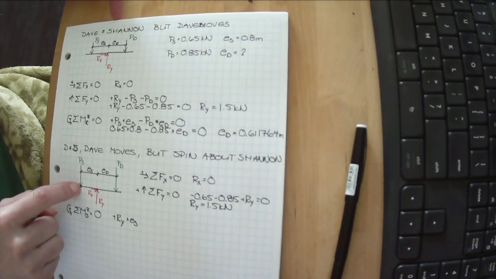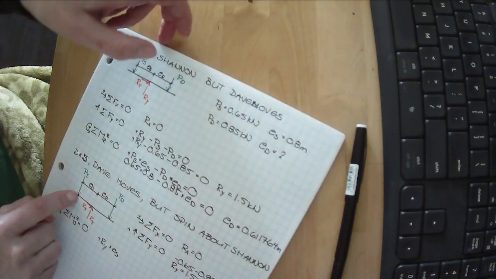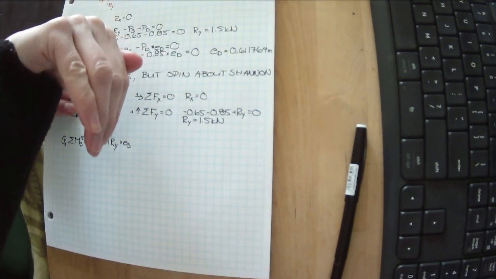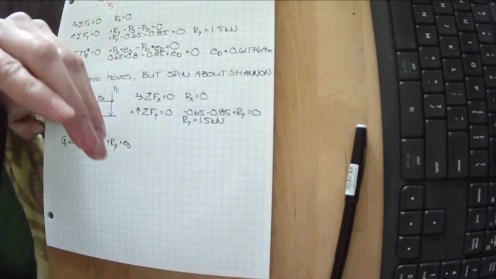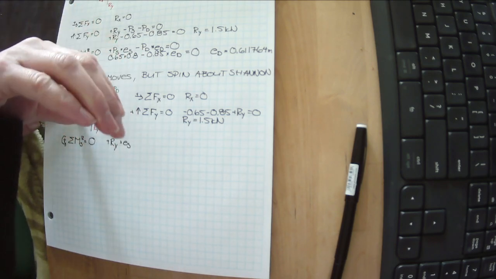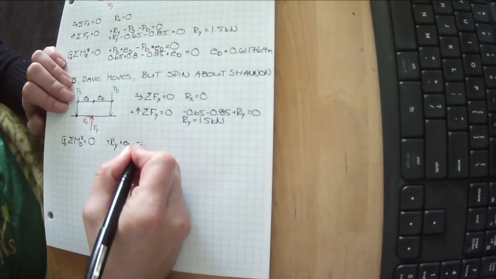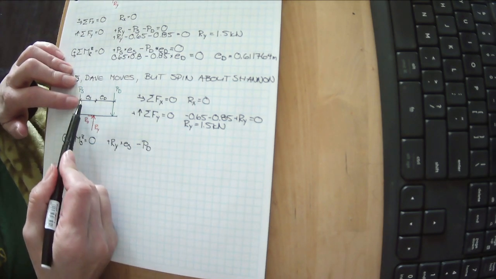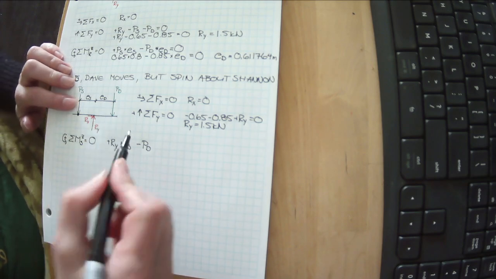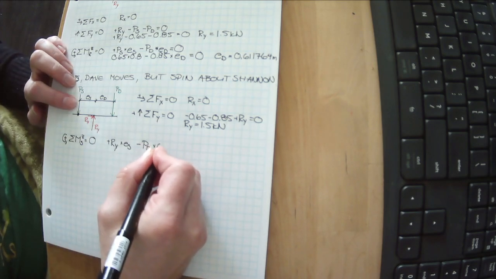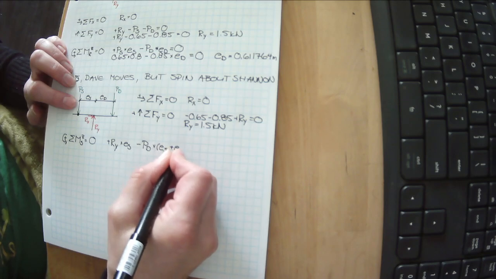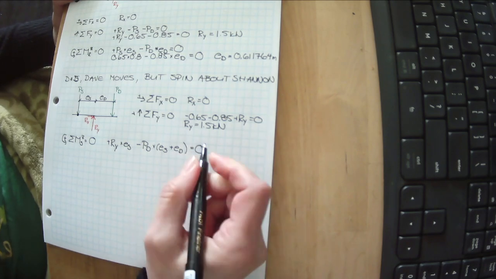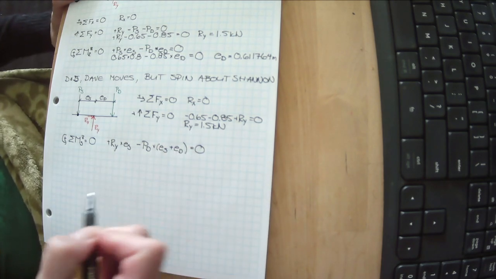PD, or Dave. Dave is causing it to spin about Shannon, and that is our eccentricity. Dave is causing it to spin in that direction. Use my right hand to see my thumb is pointing into the page, so he's spinning it in the negative direction. So PD, and Dave is causing it to spin this distance, or times ES plus ED. We want to know what ED is. We want to know what it takes for this to be in equilibrium.